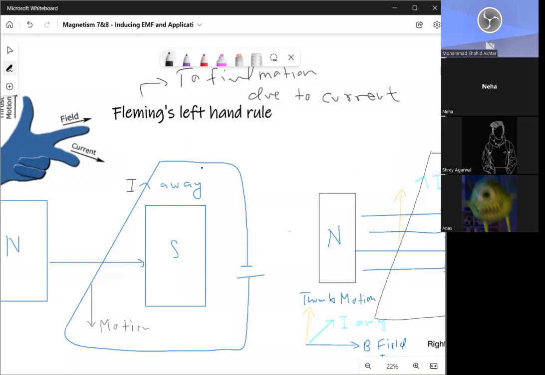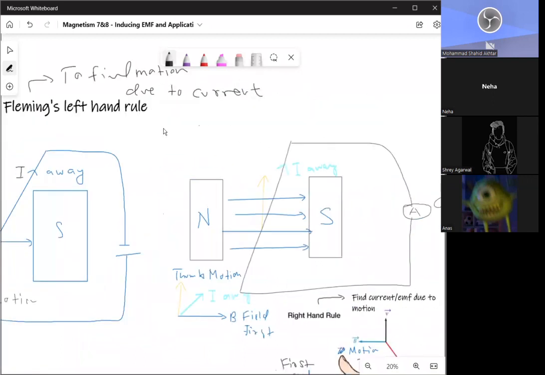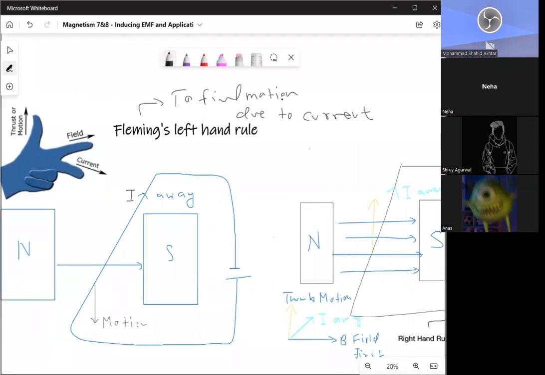Sir, one doubt. The right hand rule is to find the current or the EMF. So what is the left hand to find the current? Wait, no. It's written on the board, to find motion. Motion due to current. The other way around. Thank you. We did this in the third class for magnetism, right? So please have notes. Do not forget things. As soon as you're done, we'll move on.